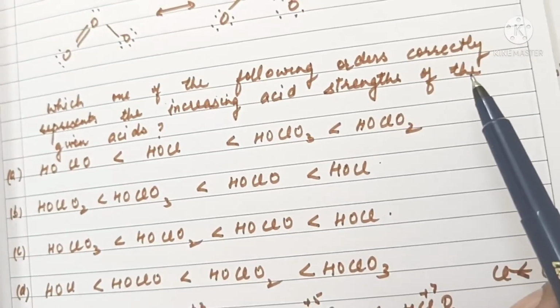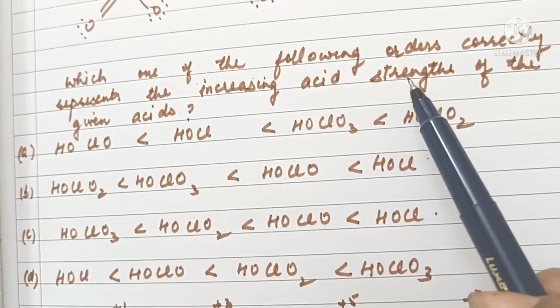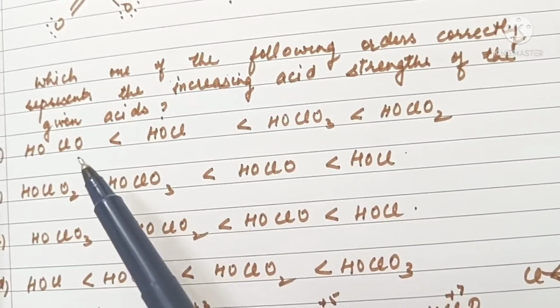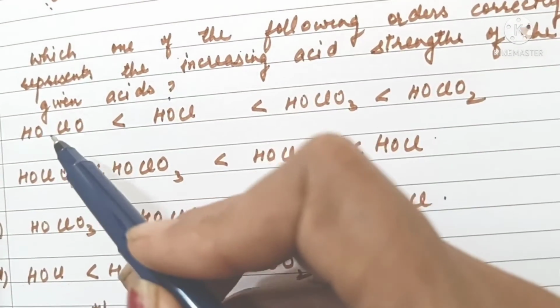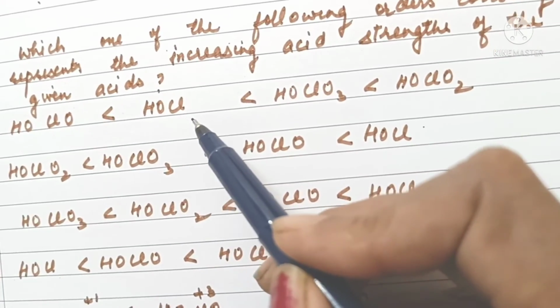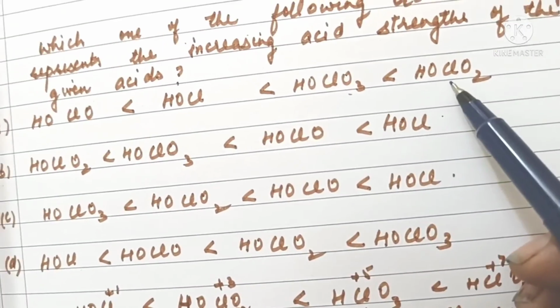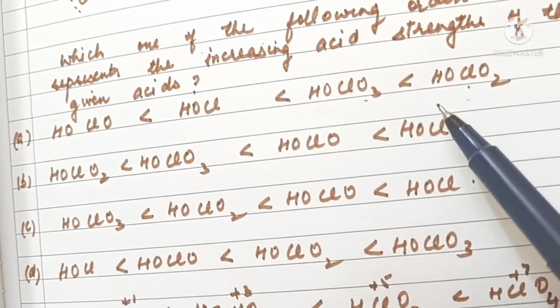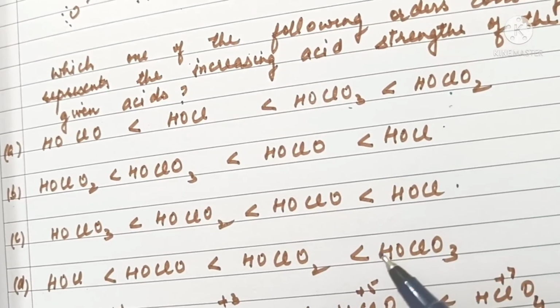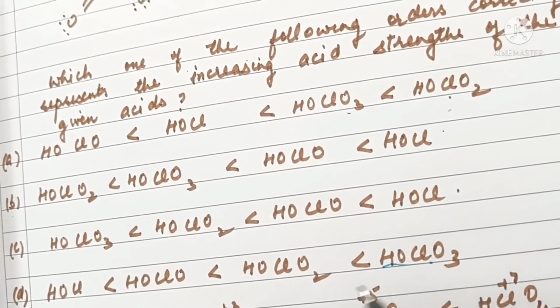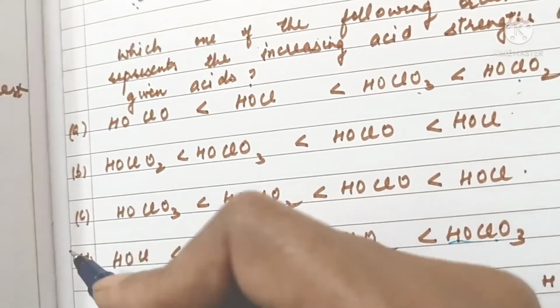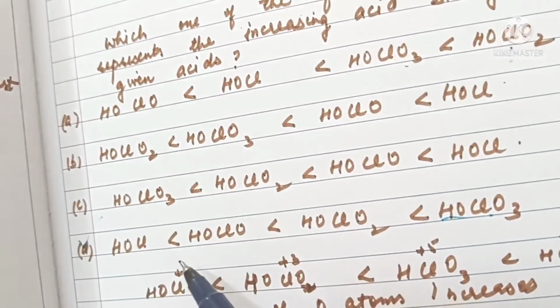Which one of the following order correctly represents the increasing acid strength of given acids? This is HClO2, HClO, HClO3, HClO4. So increasing acidic strength is for this compound. Then we have this, then this. Option D is the correct answer.